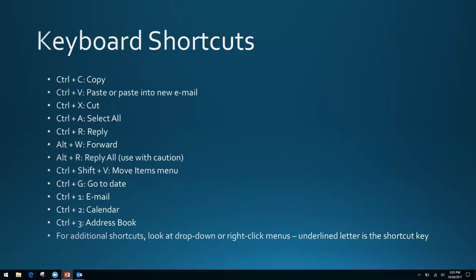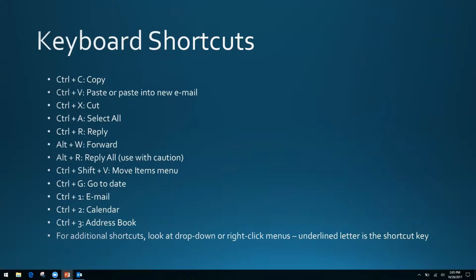To automatically reply to an email that you have selected, you can use Control-R. Alt-W is to forward an email. Alt-R is to reply all. I say use with caution. A lot of people do not need to reply all the time, and you can get yourself into a little bit of trouble if you are replying all to things that maybe you should not be passing along to everybody, so use that one with caution. Control-R for reply is probably the better choice, unless you know for sure that everybody needs the information that you are sharing.